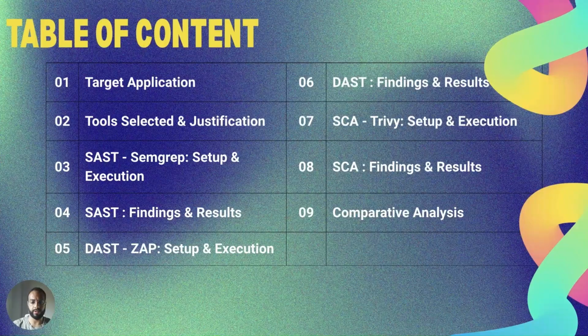Concerning the video presentation, we will see nine sections, which are target application, tool selection and justification, SAST, Semgrep setup and execution, findings and results of Semgrep, ZAP setup and execution, findings and results of ZAP, Trivy tool setup and execution, findings and results of Trivy, and finally comparative analysis.